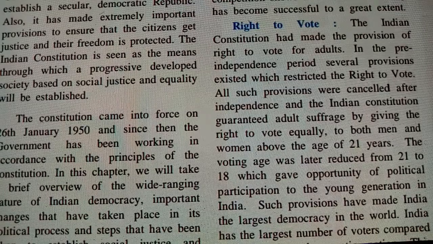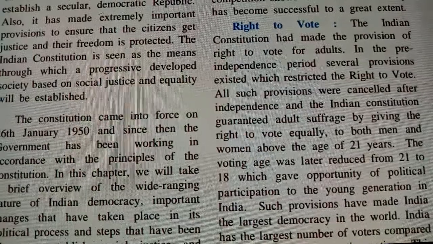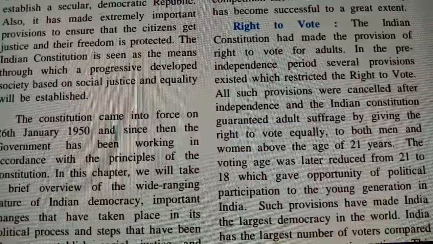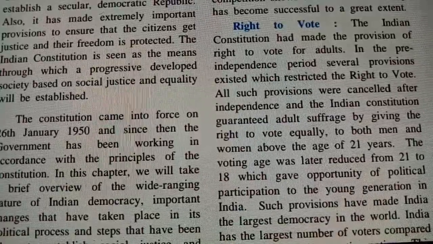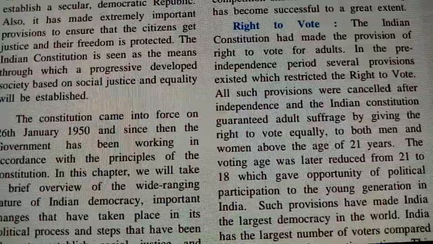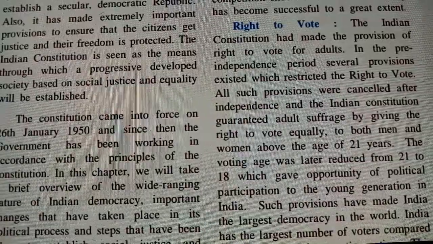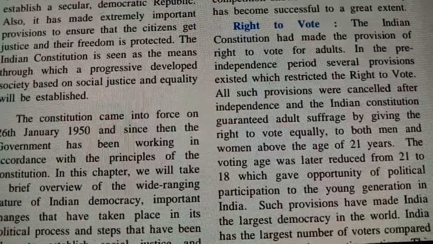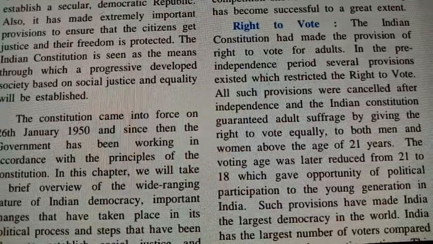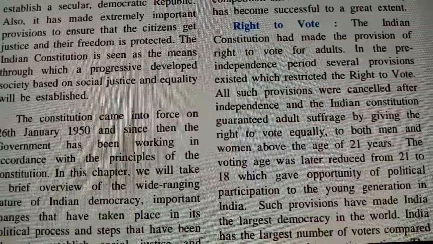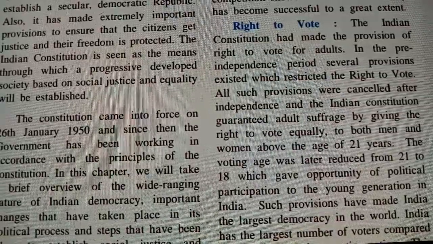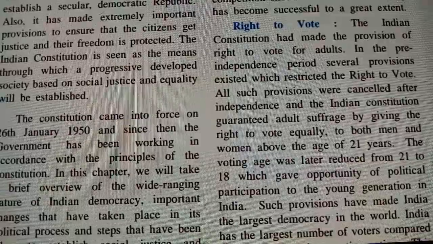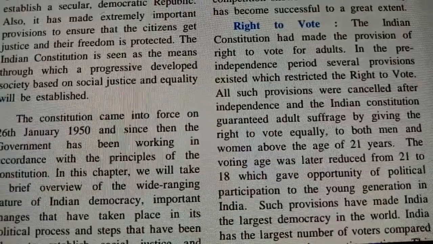As I've said, before independence the voting age was 21 years, whether it was men or women. They had to complete 21 years, and only then could they vote in the election. But when Rajiv Gandhi was the Prime Minister of India, some changes were made in the constitution, so that at the age of 18 a person becomes an adult and can vote in the elections.